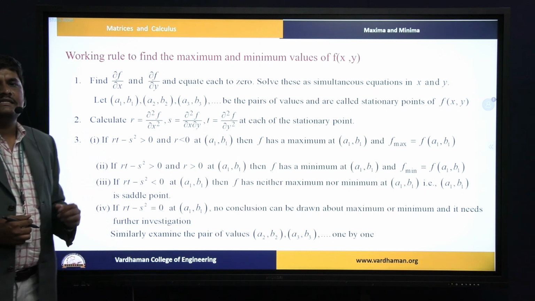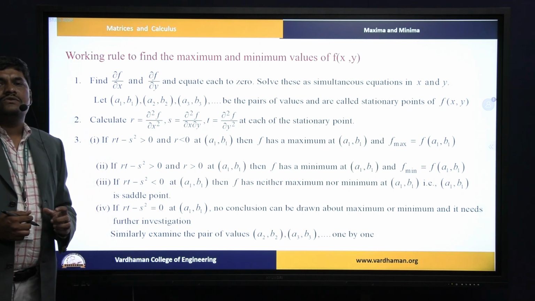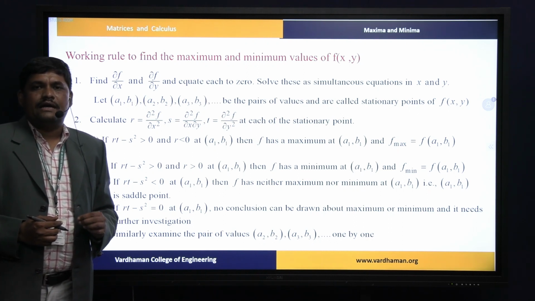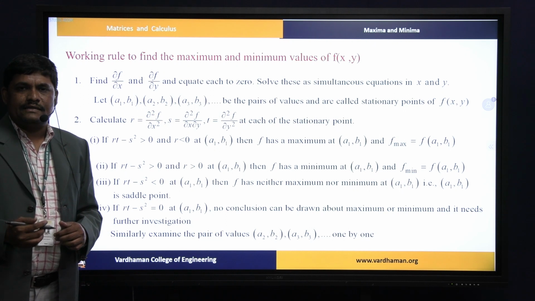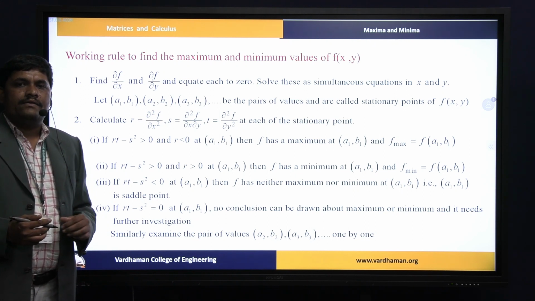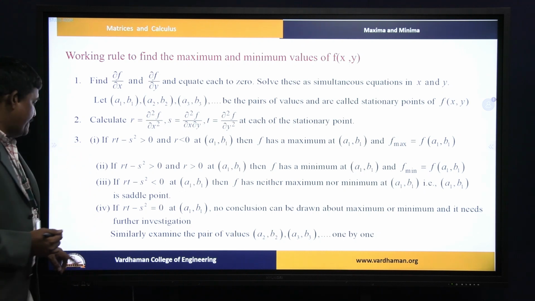So these are the three steps we have to follow. Mainly you have to work on first partial derivatives and make them equal to 0, and find the stationary points. Later find the second partial derivatives and work with rt minus s square.